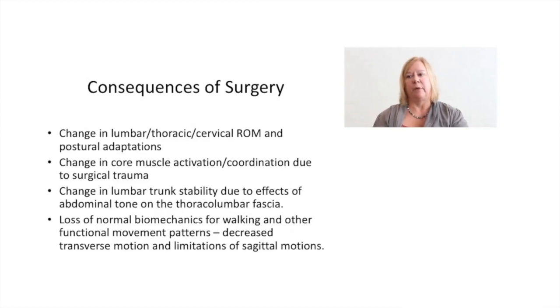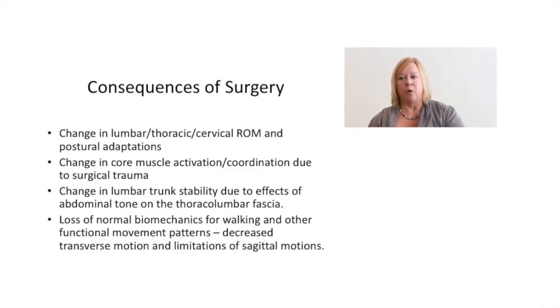We're going to have changes in the lumbothoracic and cervical range of motion and postural adaptations around any type of abdominal surgery. We're going to have changes in core muscle activation and coordination due to surgical trauma. And we're going to have changes in lumbar trunk stability due to the effects of abdominal tone on the thoracolumbar fascia. So if we have low tone, like the stomach muscles are inhibited, the abdominal wall is inhibited, we're not going to have a good pull and stiffening of that thoracolumbar fascia for load distribution from the latissimus to the gluteus and around. So that can greatly affect our trunk stability and our ability to really transfer loads well.